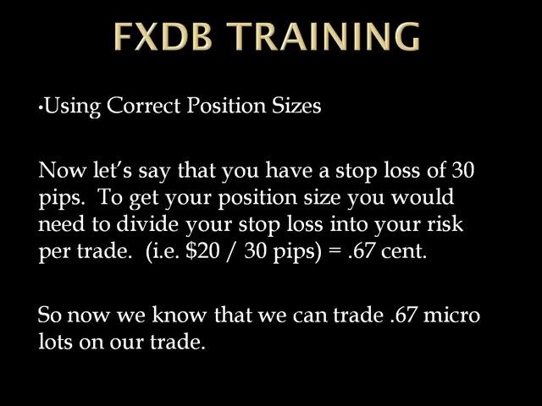because each pip is going to be worth 67 cents. If you don't know what a micro lot is, a micro lot is equivalent to 10 cents per pip. One micro lot is equivalent to 10 cents per pip on any pair that ends in USD. A mini lot is equivalent to $1 per pip, and a standard lot is equivalent to $10 a pip. All those currencies are in USD. Other currencies like exotics fluctuate, but even some brokers have what's called nano lots, where a nano lot is equivalent to 1 cent per pip.